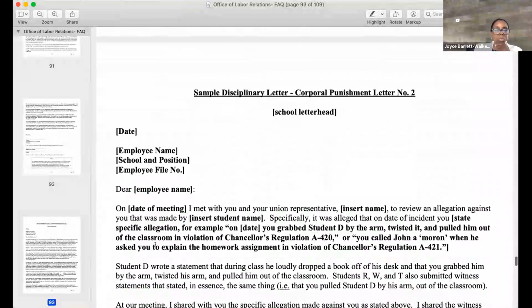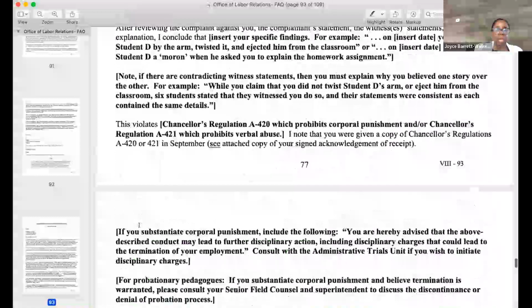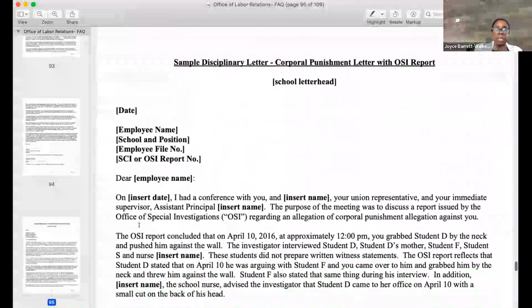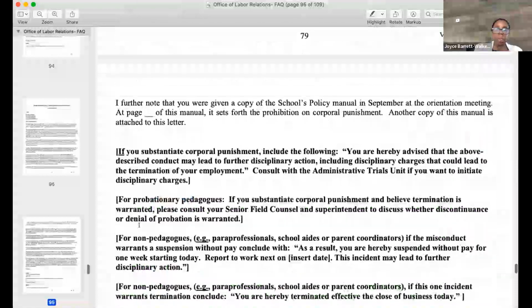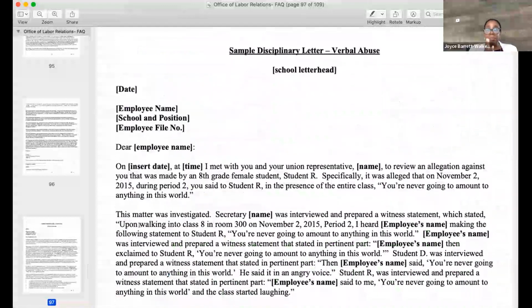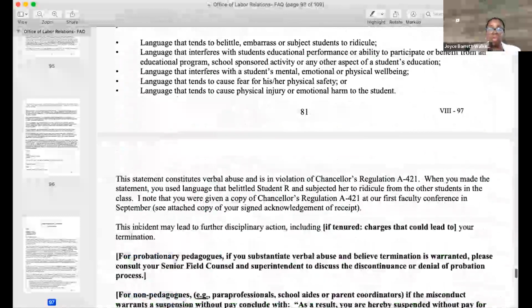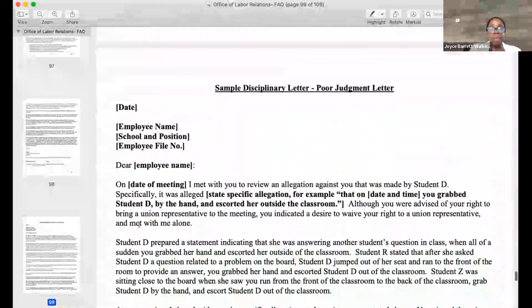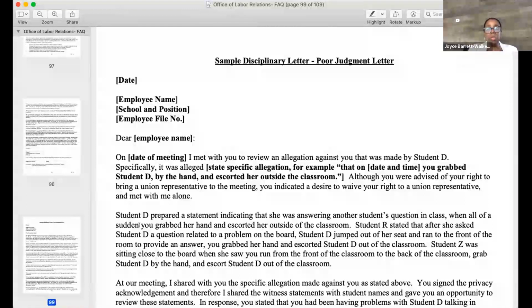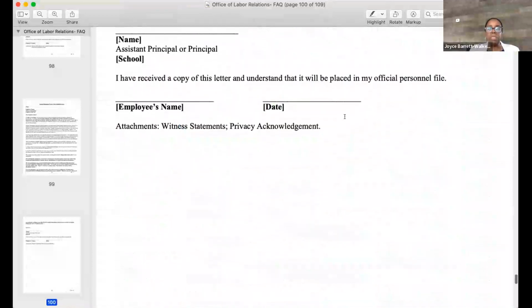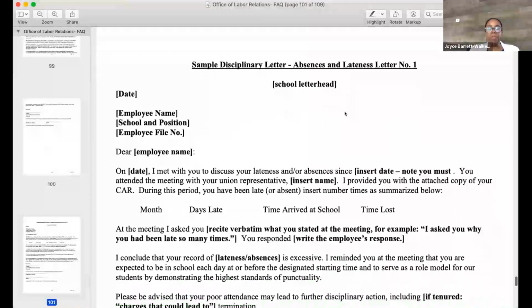Okay, I just want to scroll down further to show you other letters. And these letters, like I said, they will sustain themselves. And you cannot really go wrong if you follow the format of these letters. Here's one for poor judgment. So there's a plethora of letters that can be used to support what you're trying to do. And I don't want to go through all of them because there are several other letters that you can use, because there are very different situations at different times.